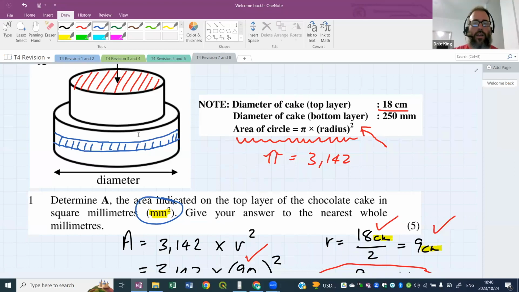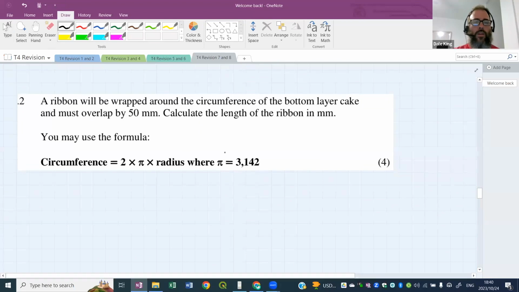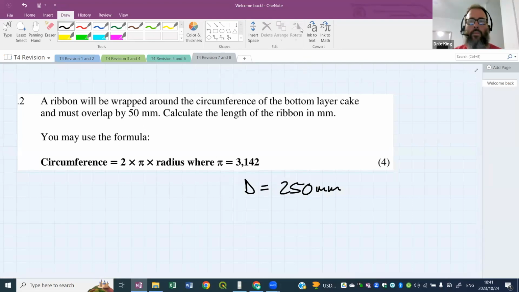They need 50 millimeters of overlapping. Now I'm going to bring the diameter of this cake down for this question. So D for diameter of this cake, this bottom layer, is 250 millimeters. You need that, you need the text information, and you need the formula, and off you go. How long is this ribbon? If it goes around the circumference of the bottom layer with a 50 millimeter overlap, they want this length in millimeters, please.